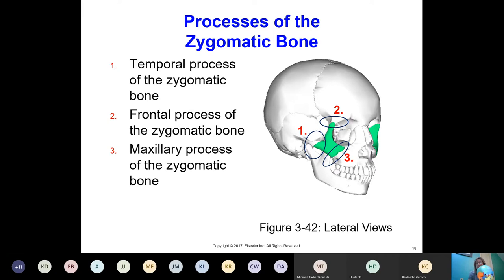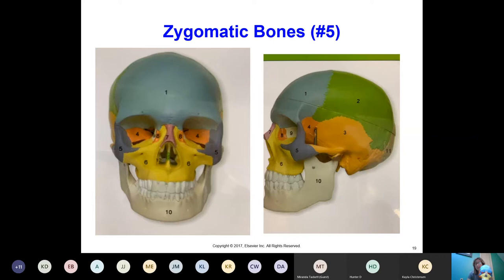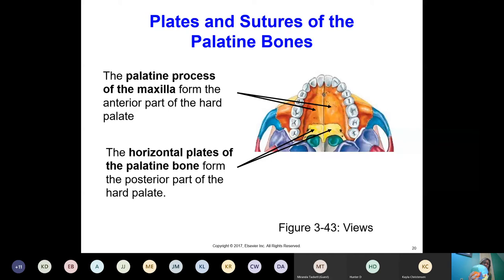And then here's a picture of this skull. The bones are number 5. They're the purple ones. The palatine process of the maxilla. Of the maxilla means it's on the maxilla.